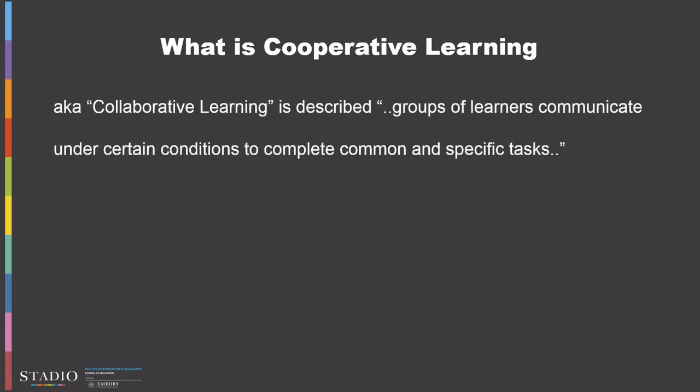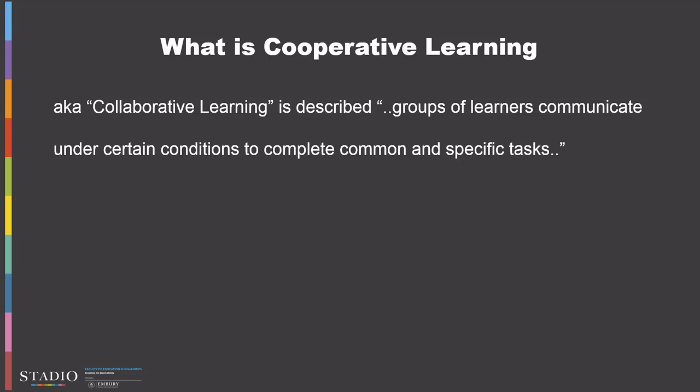Okay, so what is cooperative learning? Cooperative learning, also known as collaborative learning, is described as groups of learners that communicate under certain conditions to complete common and specific tasks. Essentially what they are referring to here is group work amongst students with the aim of actually completing an exercise or activity that is provided to them. There are other definitions, but we will not get into the definitions in this talk.